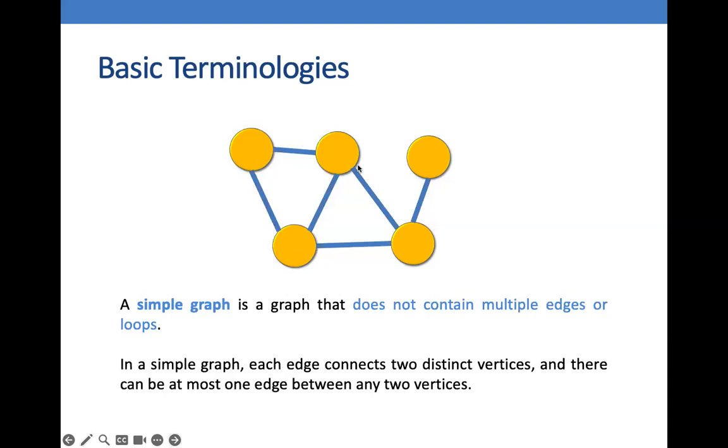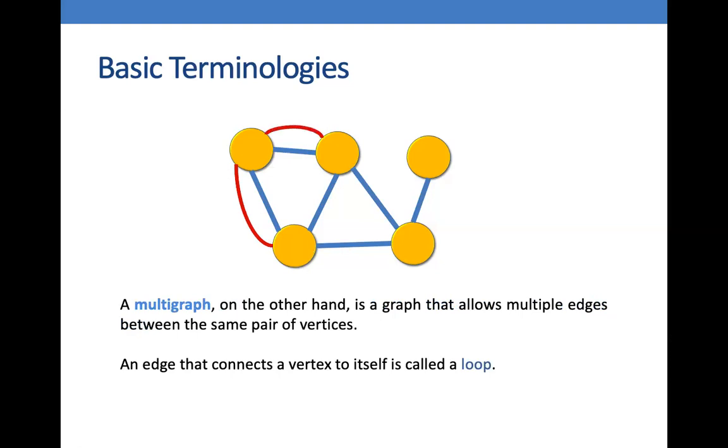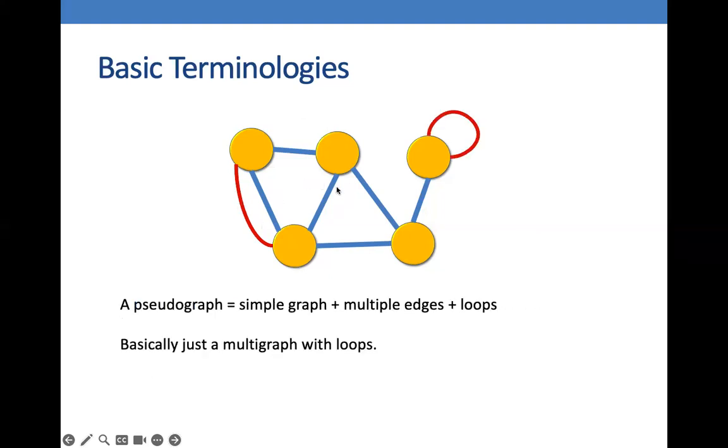So going back, this is a simple graph: at most one edge between two vertices. But in a multigraph, there may be multiple edges between the same pair of vertices. And a pseudograph is just a multigraph with loops, okay? Or a pseudograph is just a simple graph plus the multiple edges plus the loops, okay?